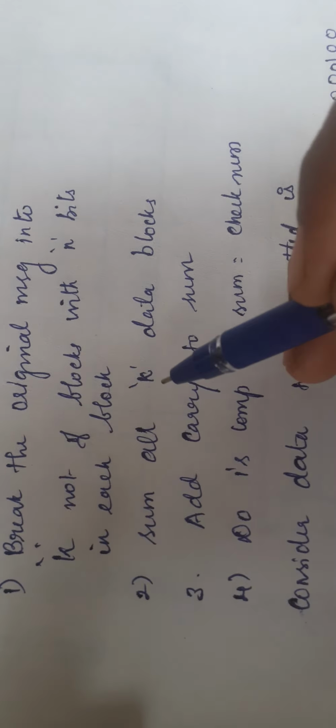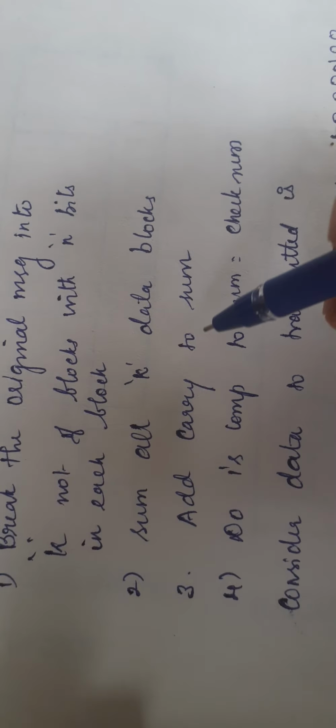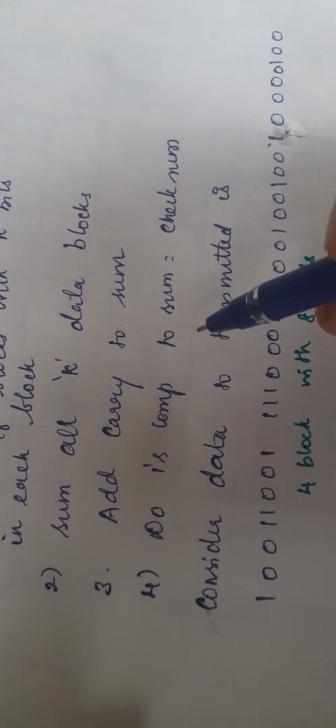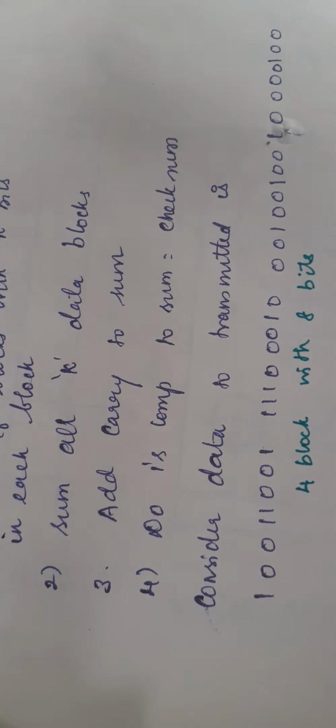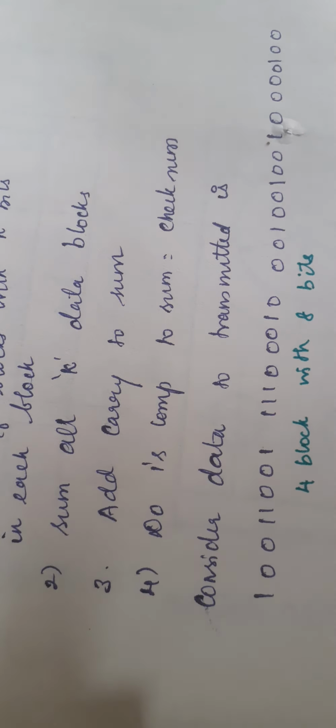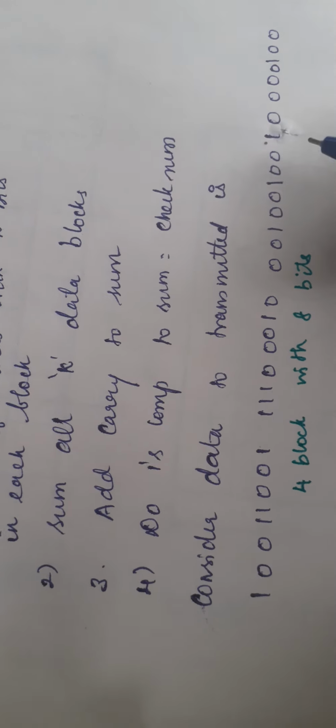Then you have to sum all the data blocks, and if there is any carry you have to add it to the sum. Finally, you have to take the ones complement of the sum, and the final value you obtain in the ones complement will be the checksum. Okay, let us go to the problem.